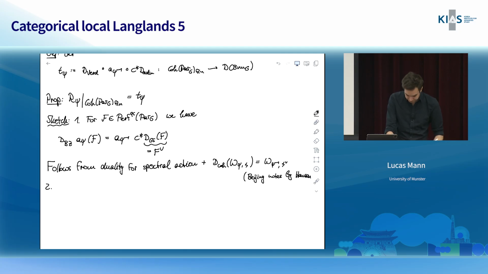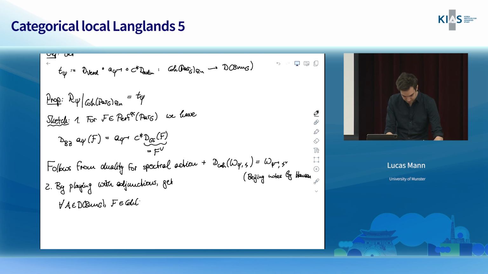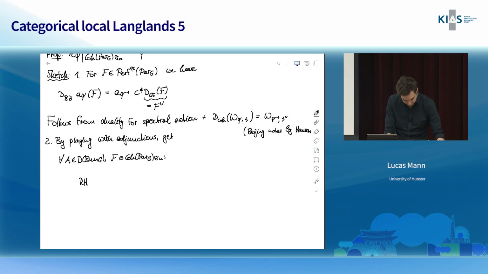Okay, and then the second step. By playing with the adjunctions, you can deduce from the first one that for all sheaves A on Bun G and coherent sheaves F on Par G that are finite, if I take the R Hom from A to T psi F, then you can check that this is the same as the R Hom from C psi A to F.